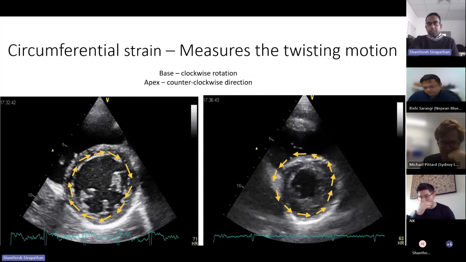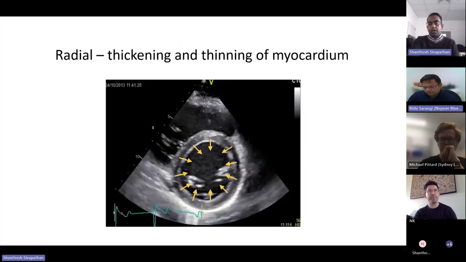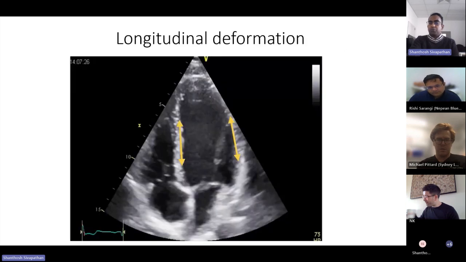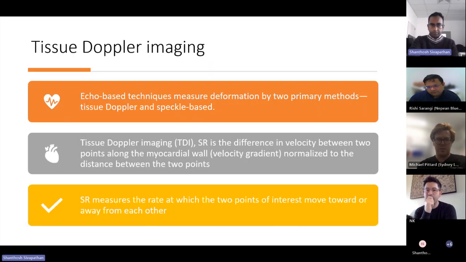Circumferential strain looks at the twisting motion of the myocardium, and at the base you've got a clockwise rotation. At the apex you've got a counterclockwise rotation, and that is what I was talking about before, the twisting motion of the myocardium and/or of the LV, and that you can measure using circumferential strain. Radial strain, like I mentioned to you before, looks at the thickening and thinning of the myocardium. And again, we don't look at it as often in clinical practice, and for most of us, we would just be interested in the longitudinal strain in terms of the lengthening and shortening of the myocardium.